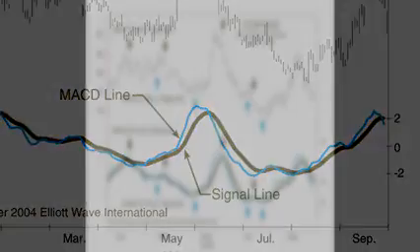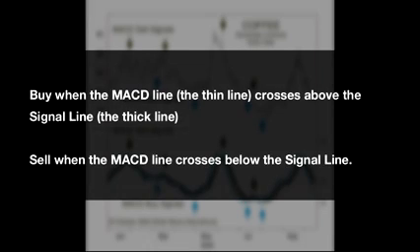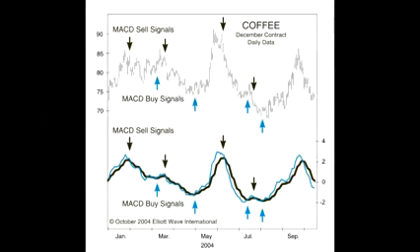The simplest trading rule for MACD is to buy when the MACD line, the thin line, crosses above the signal line, the thick line, and to sell when the MACD line crosses below the signal line. Many people use MACD to generate these simple buy-sell signals. However, if you combine MACD with Elliott wave analysis, you get an even better technical indicator in three very practical ways.